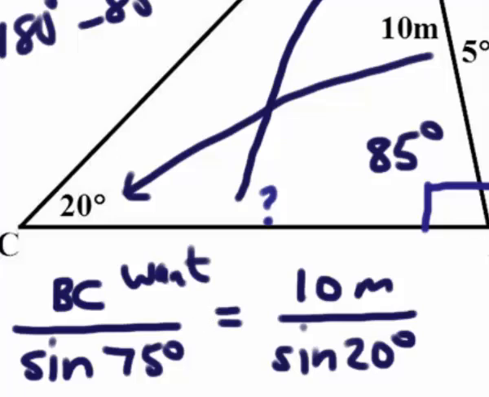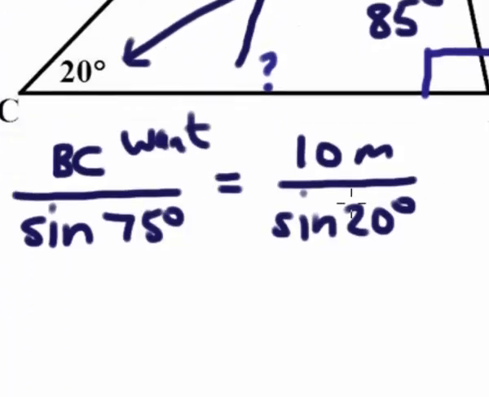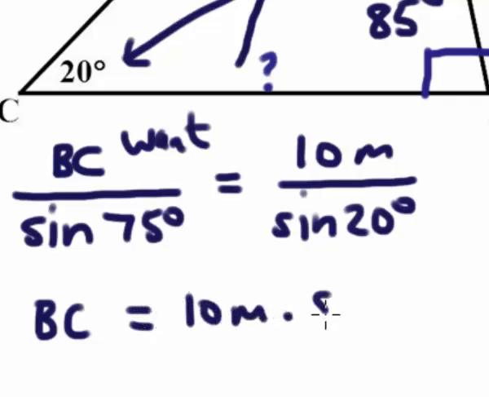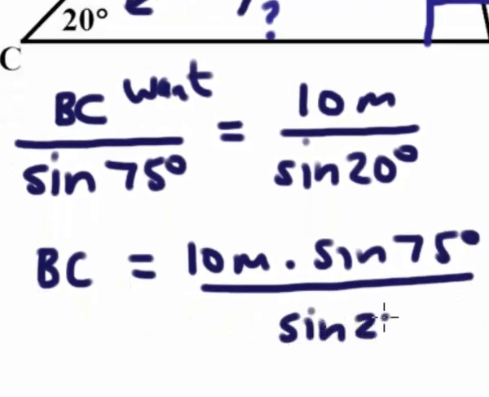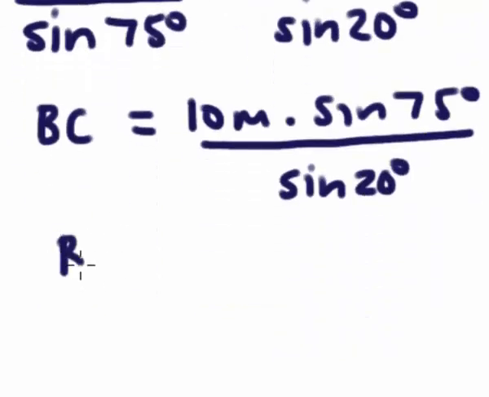Okay, great. So how do we then work out BC? Multiply both sides by sine 75, and you've got 10 meters. And there we go. That goes up there, divided by sine of 20. Now let's see. Do you want to help me work that out quickly? Let's see what we're going to get.